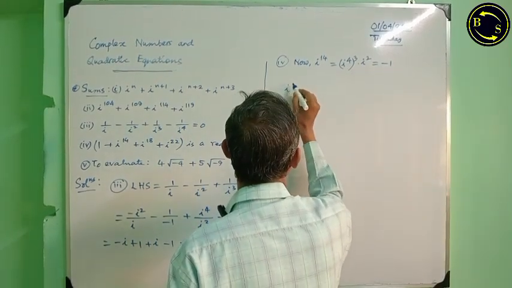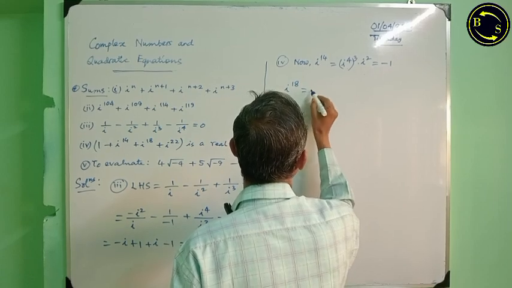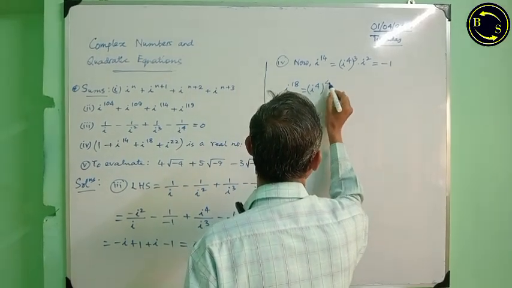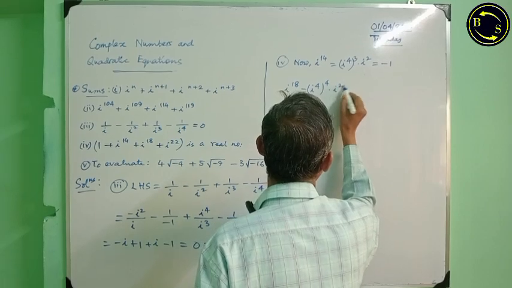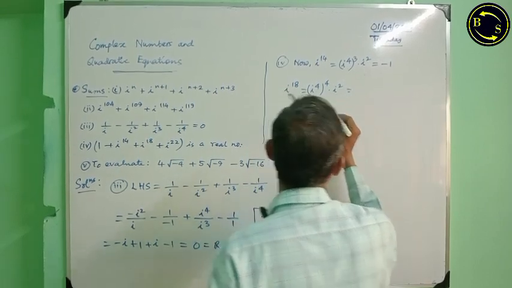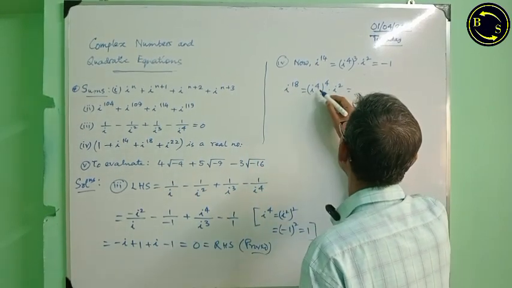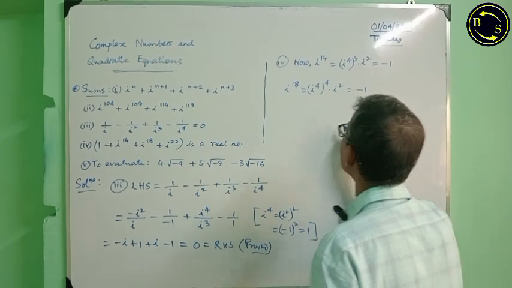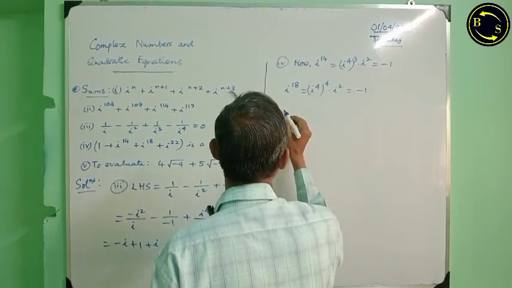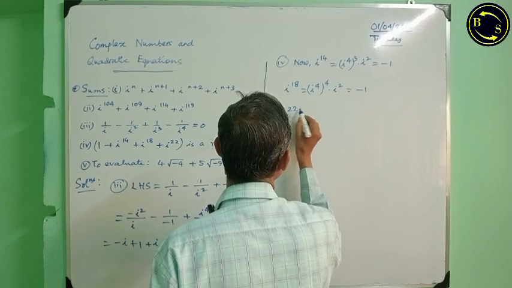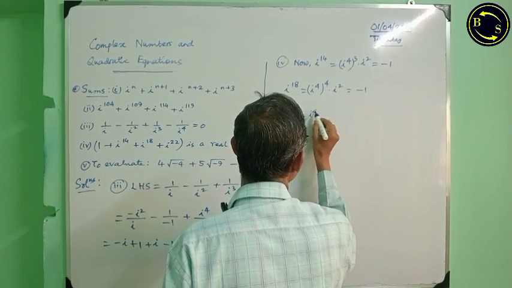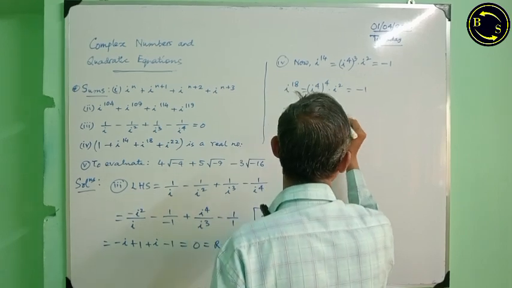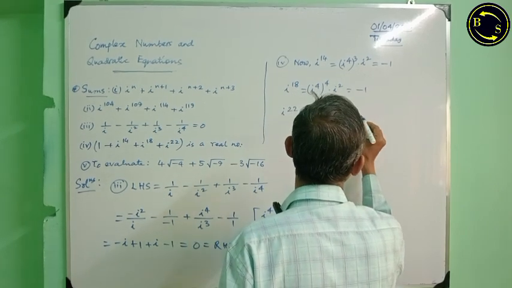Then i to the power 18, i to the power 4 whole to the power 4 into i square. i to the power 4 is 1, 1 to the power 4 is 1, i square is minus 1, finally minus 1. Then i to the power 22, i to the power 4 whole to the power 5 into i square, minus 1.